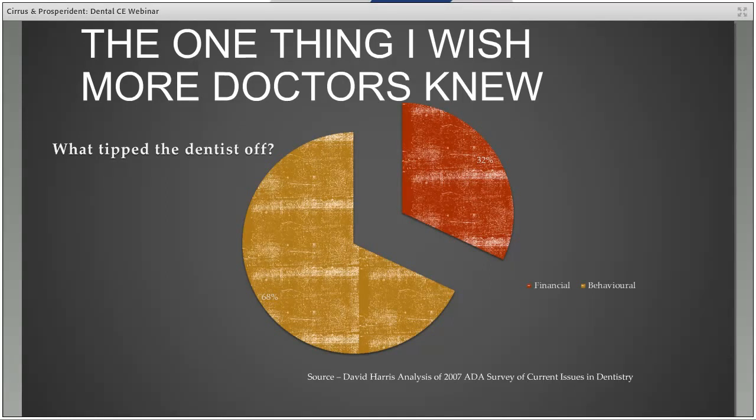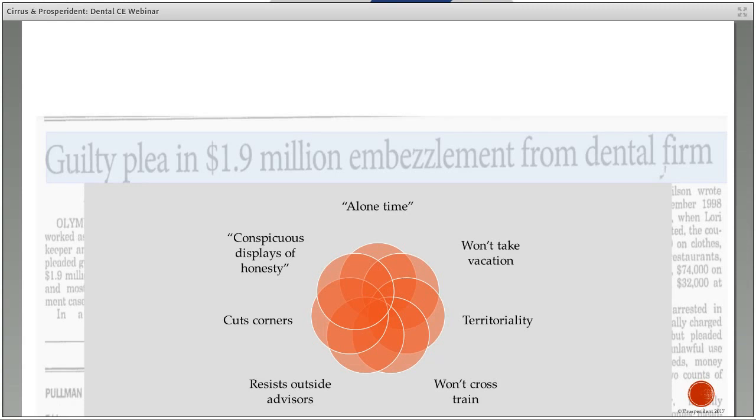So what I'd like you to do is to get better at assessing employee behavior. There are a lot of risk factors, but here are some of the big ones. And a couple of them I've mentioned already. Some staff want to be alone when they steal. Some don't want to take vacation. A very common thing among embezzlers is what's called territoriality, where they don't want to share their job with anybody, and also they don't want to cross-train anybody else to do their work.